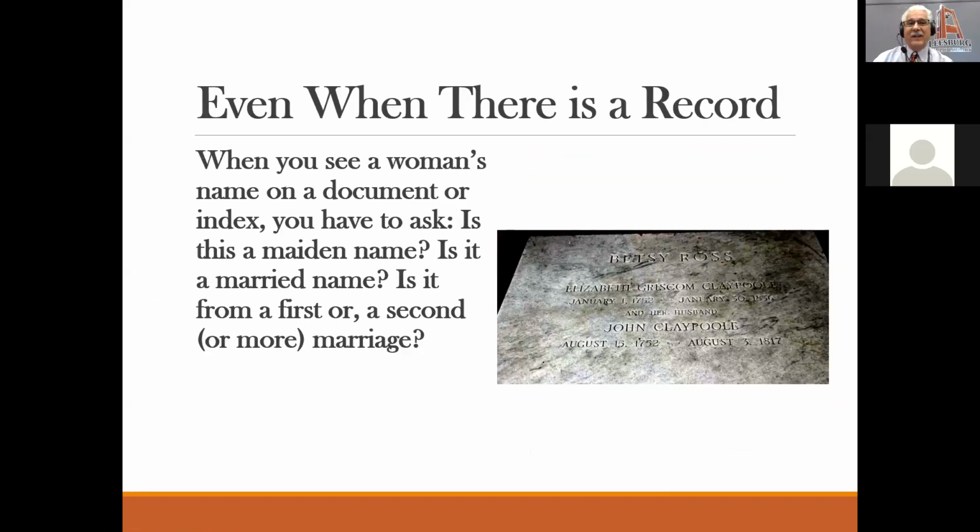Now, here's another thing. Even when there is a record, when you see a woman's name on a document, you don't know which name it is. I mean, it could be a maiden name, it could be a married name, it could be several married names. And here's why. This is the tombstone of Betsy Ross, and Betsy had 3 husbands. So she is known by her first husband's name, but she was Betsy Claypool at the time of her death. And so that takes a lot of digging through, trying to figure out exactly whose name we are actually looking at.